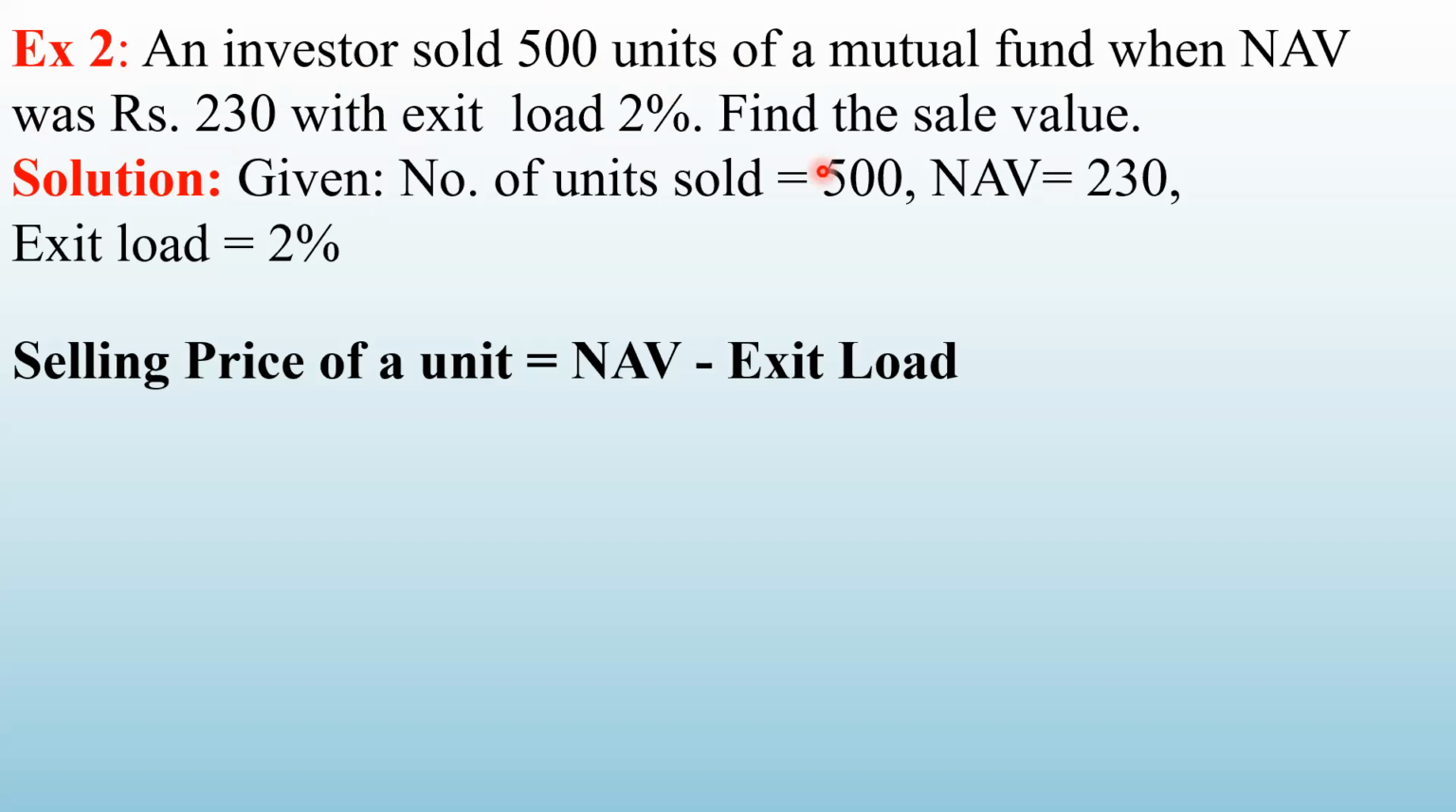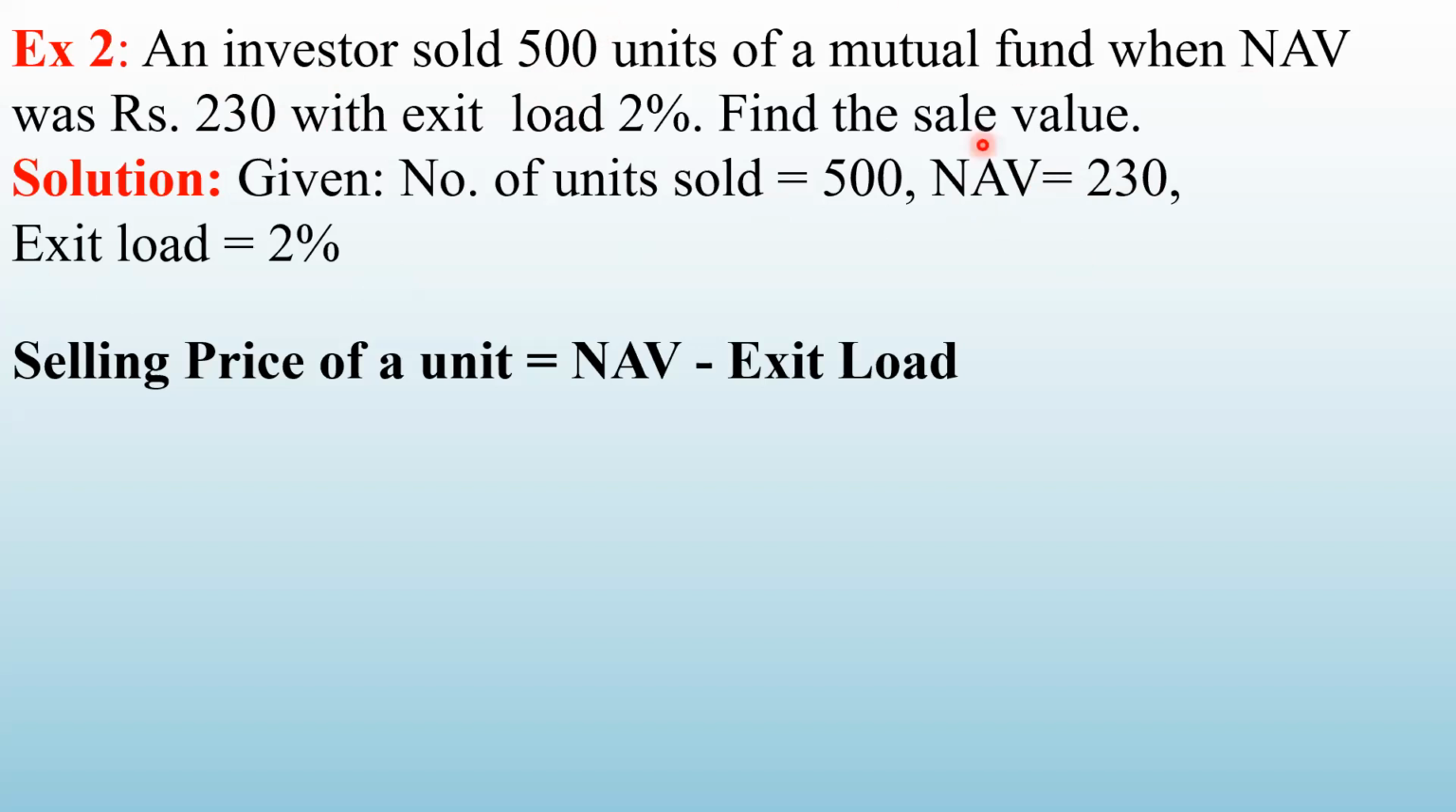Okay. So let us first write down what is given to us. Read the question once again. Investor sold 500 units. So number of units sold is given to us as 500. When he sold, what was the NAV? NAV was 230. What is the exit load? It is 2%. You have to find out, after selling 500 units, what is his sale value?